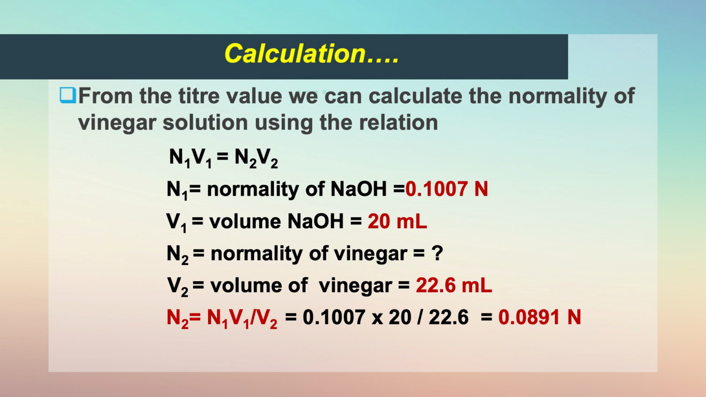On proper substitution, we will get the normality N2 of vinegar as N2 equal to N1V1 divided by V2, which is equal to 0.1007 multiplied by 20, the whole thing divided by 22.6. You will get a value equal to 0.0891 normal. This is the normality of the prepared vinegar solution.